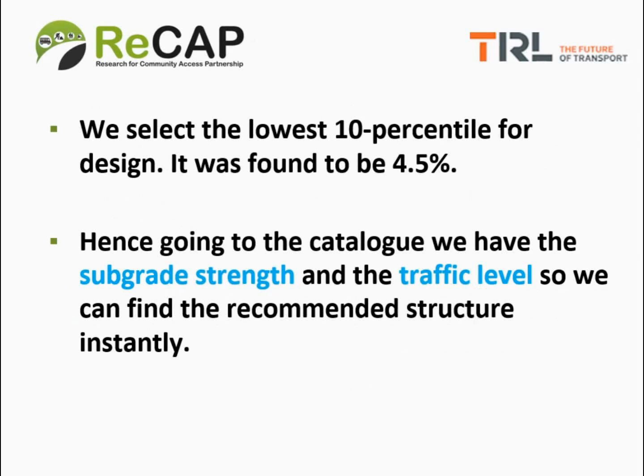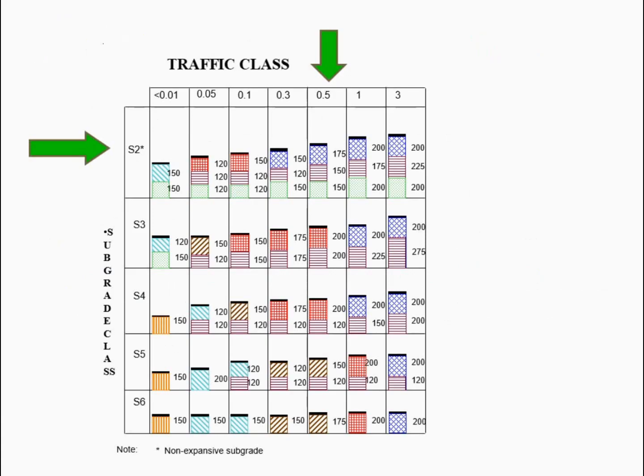So now we go into the catalogue, we have the subgrade strength and we have the traffic level, so we can find the recommended structure that we need very, very quickly. There is the catalogue of structures. The traffic level is, as we remember, 0.45 million equivalent standard axles, as shown by the green arrow.